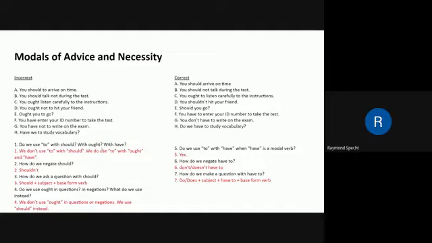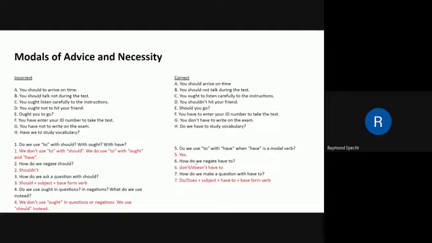Number 4. Do we use ought in questions, in negations, or just say negative? What do we use instead? We don't use ought in questions or in negatives. All right? We use should instead. Okay. 5. Do we use to with have when have is a modal verb? Yes.